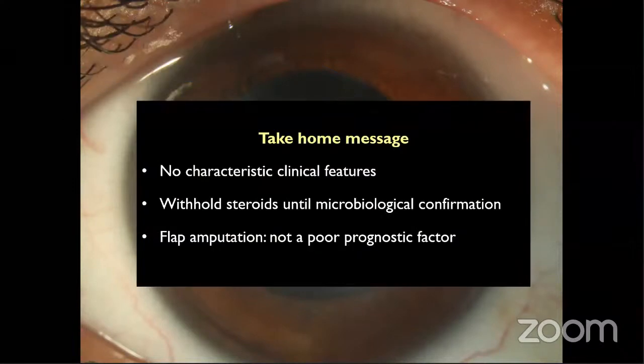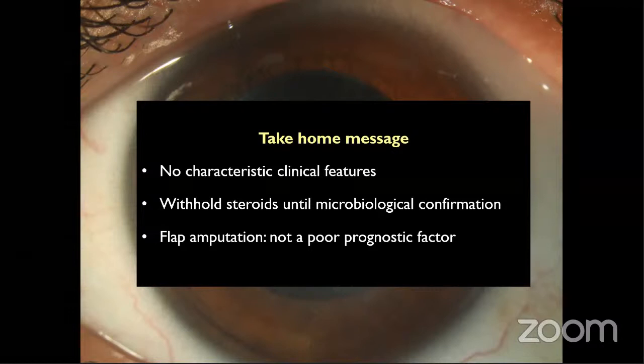Next. So from this case, it is important to note that in post-LASIK flap infection, clinical features are not similar to those of non-LASIK microbial keratitis. Typical features of Acanthamoeba keratitis, like ring infiltration and keratoneuritis, are usually not seen with post-LASIK flap infiltration. Due to this, before starting steroids, microbiological confirmation is important, which can be established by lifting the flap and scraping from the stromal bed.